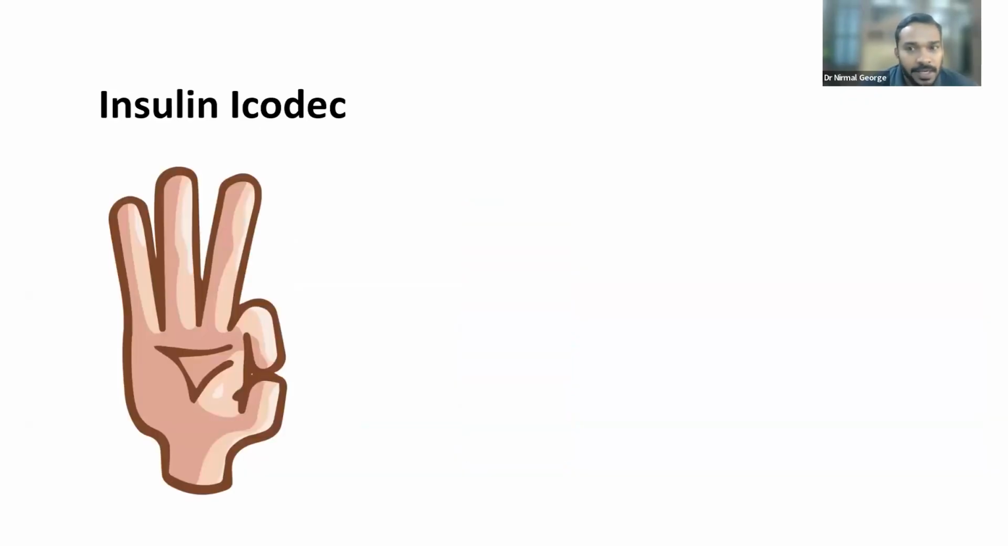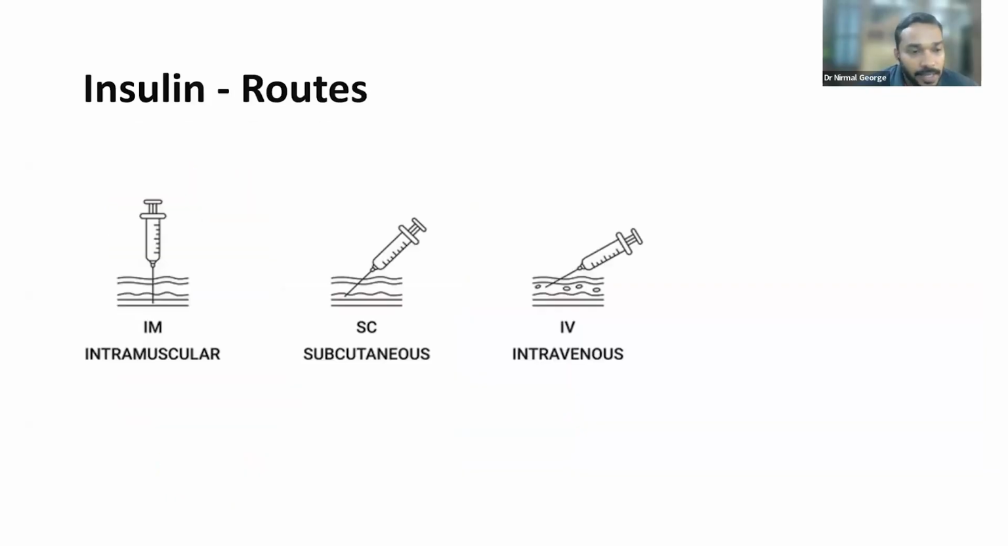I mean, this is currently undergoing phase 3 clinical trials. So what are the routes through which we can administer insulin? Insulin can be administered intramuscularly. The most commonly administered route is subcutaneous route. And in emergency conditions, we can use intravenous insulin, and we use short-acting insulins, especially regular insulin for this. NPH insulin can also be given intravenous.